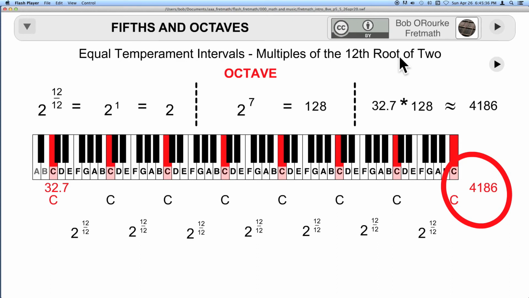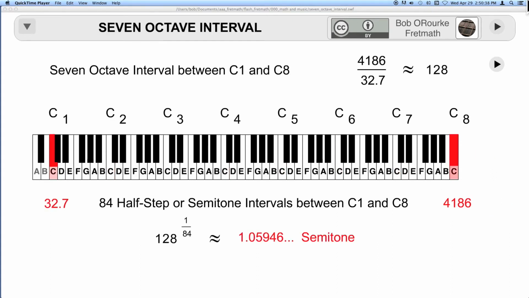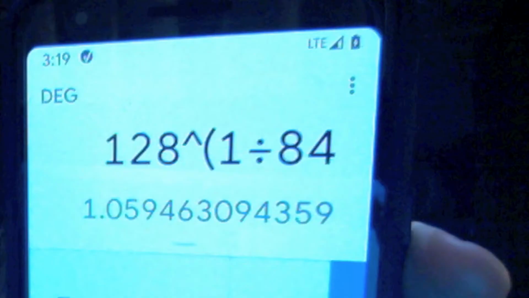Okay, you can also think of the entire 7 octaves between C1 and C8 as a single interval, and you would take the high frequency of 4186 divided by the low frequency of 32.7, you'd get 128. And then if you take the 84th root of 128, that's shown down below, you would get the semitone 1.05946.